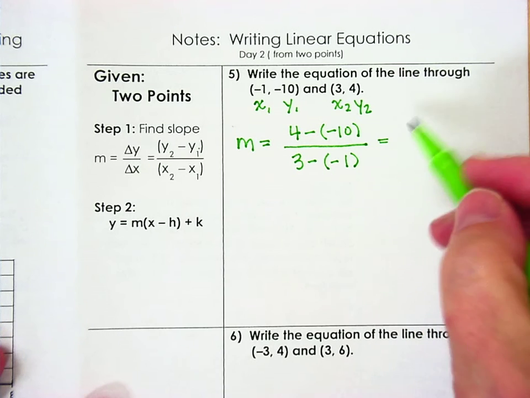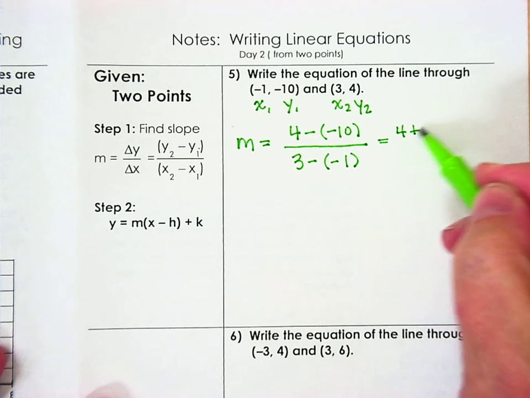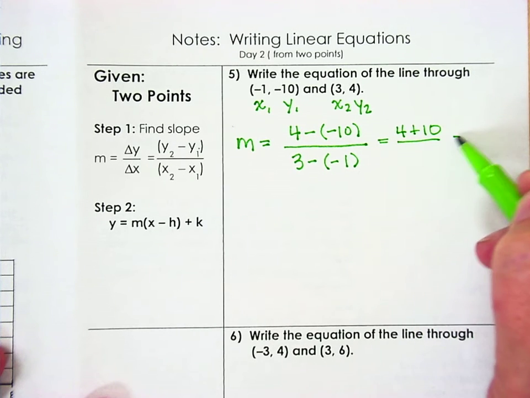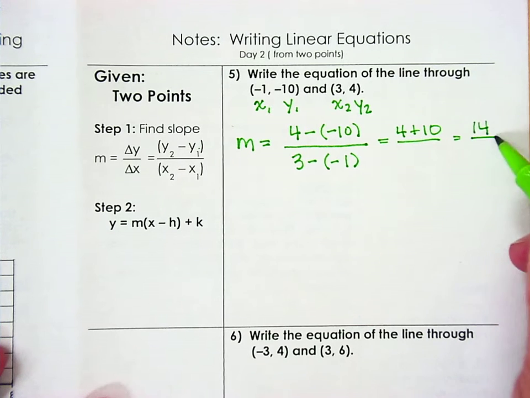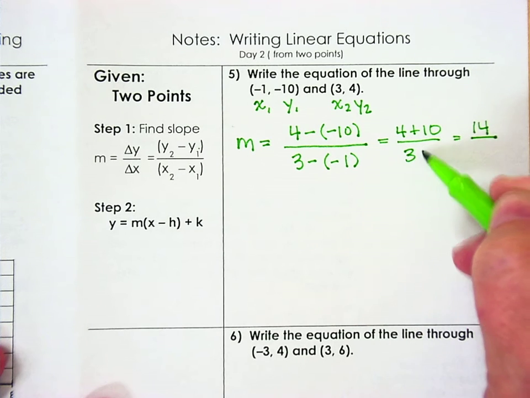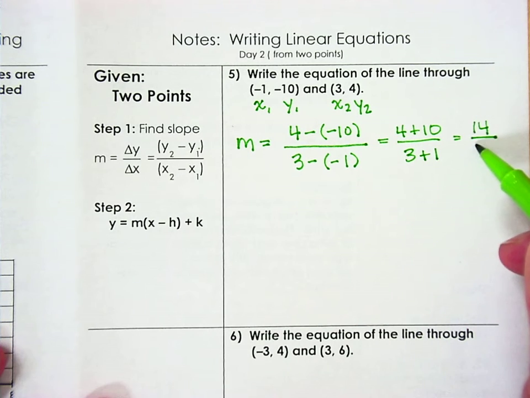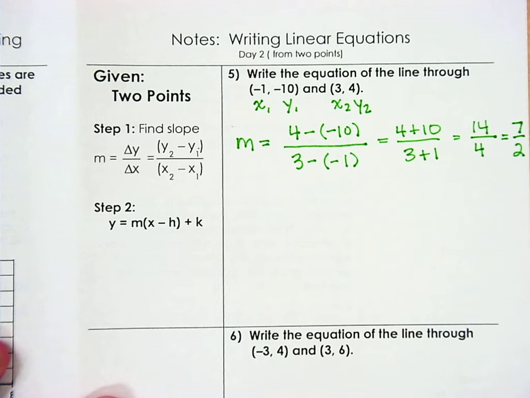Then we're going to go ahead and simplify. 4 plus 10, which equals 14, and 3 plus 1, which equals 4, and this reduces and becomes 7 halves. So our slope is 7 halves.